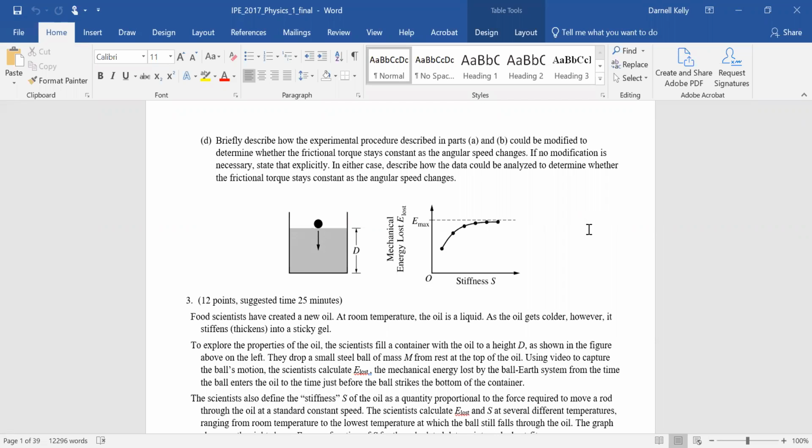Food scientists have created a new oil. At room temperature, the oil is a liquid. As the oil gets colder, however, it stiffens, thickens into a sticky gel. To explore the properties of the oil, the scientists fill a container with the oil to a height d, as shown in the figure above on the left. They drop a small steel ball of mass m from rest at the top of the oil. Using video to capture the ball's motion, the scientists calculate the energy lost.